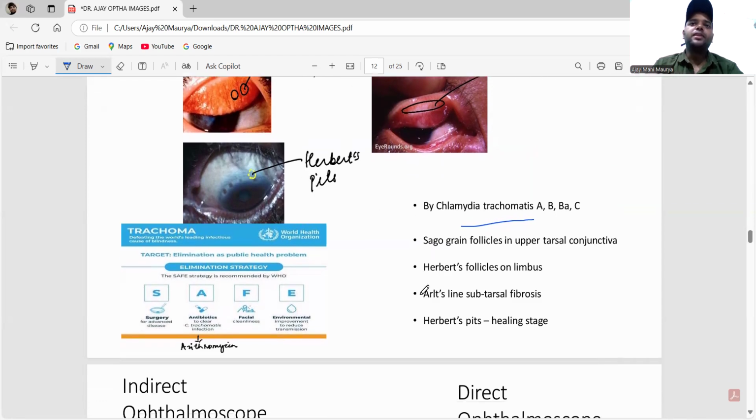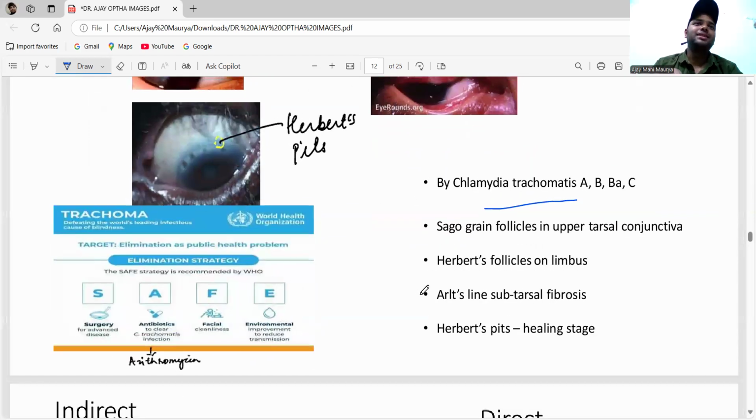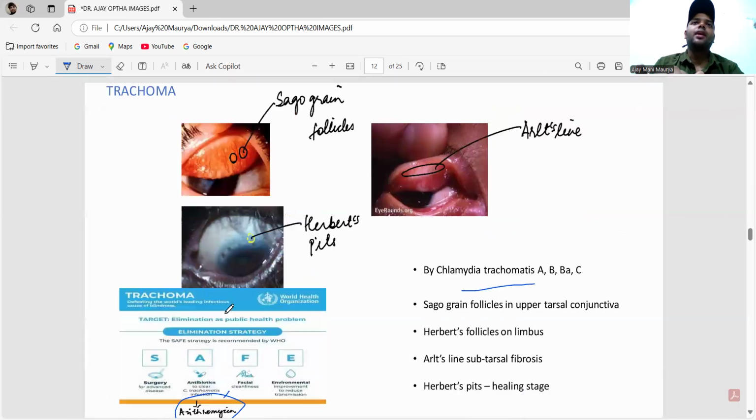Now for this, guys, you have to remember the trachoma SAFE criteria. S is surgery for advanced disease, A is antibiotics to clear trachomatis infection. What antibiotic do you have to use? You have to use azithromycin. F is facial cleanliness, E means environmental improvement to reduce the transmission. This is for trachoma, guys.